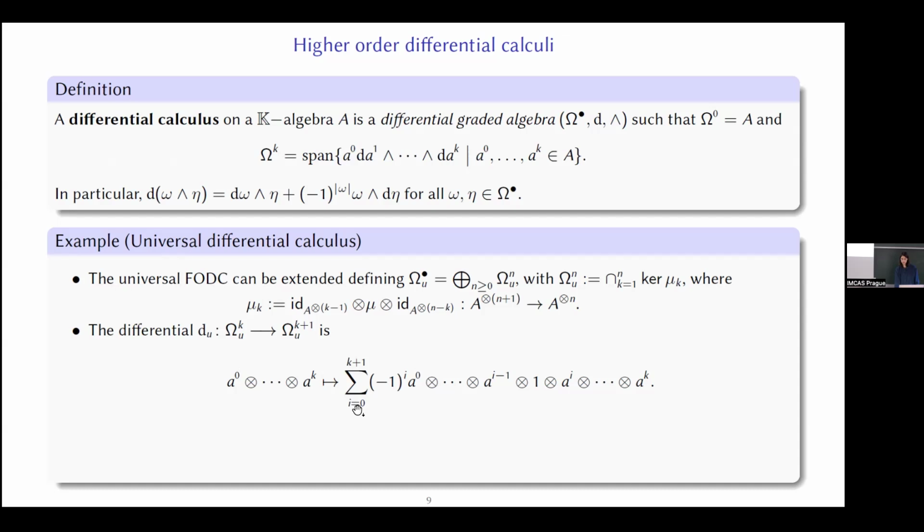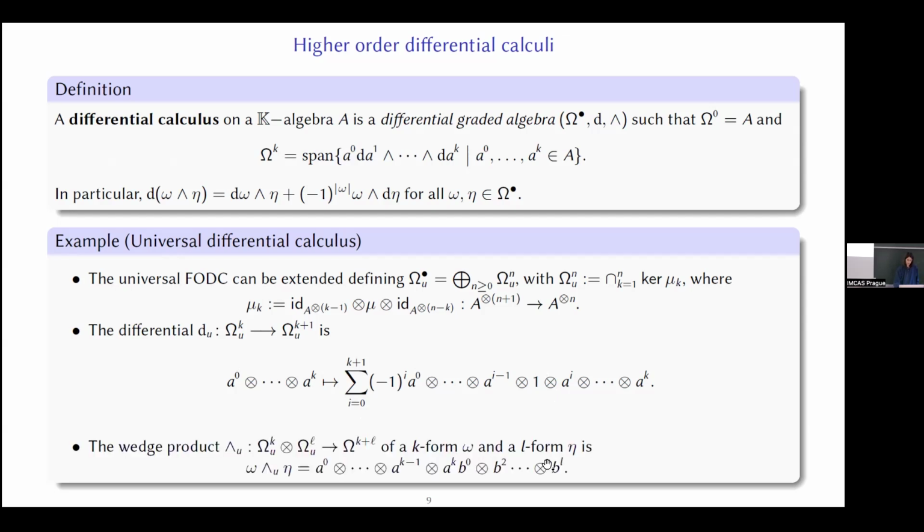You can quickly check that this is the first order universal differential calculus differential when I just take it on an element of A. This will result in two terms. So i goes from 0 to 1, and you get 1 tensor a minus a tensor 1, because you're substituting 1 in the ith position. And then the wedge product is just concatenation, where you multiply the last tensor factor of the k-form ω with the first tensor factor of the l-form η, and you get a (k+l)-form.